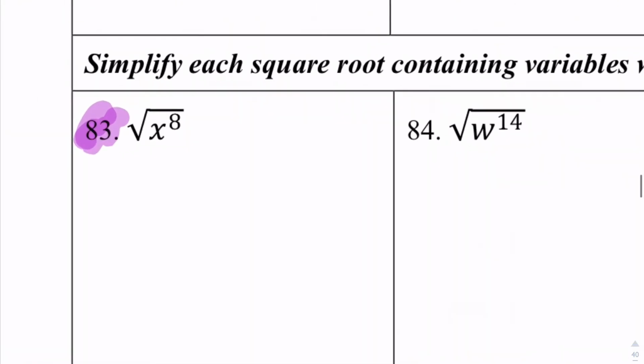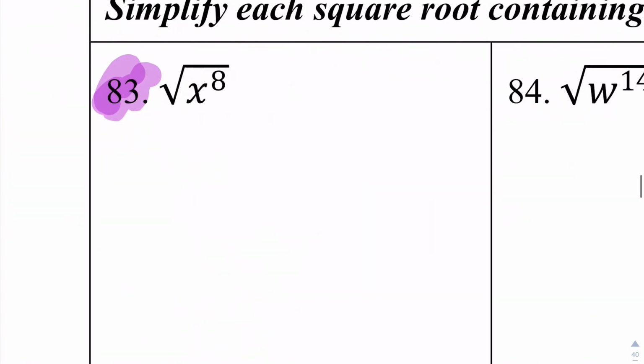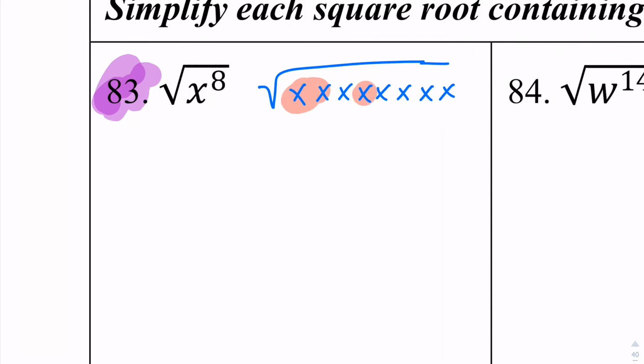All right, let's take a look here. So now we're going to simplify some variables. The idea behind simplifying variables is we have the square root of x to the 8th. For every 2 x's, I get to bring 1 to the outside. So 1, 2, 3, 4, 5, 6, 7, 8. That's what x to the 8th means. So I've got 2 here, 2 here, 2 here, and 2 here. So I have 4 pairs. And because we're dealing with a square root, we're looking for pairs. So I had 4 pairs of x's, so I have x to the 4th. No leftovers.